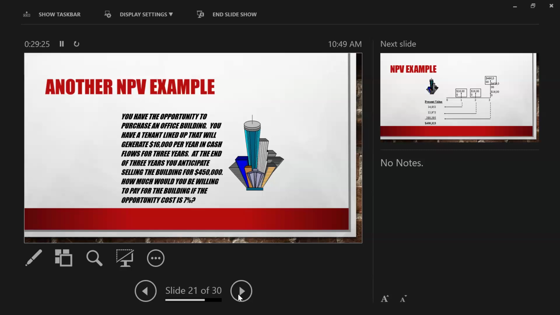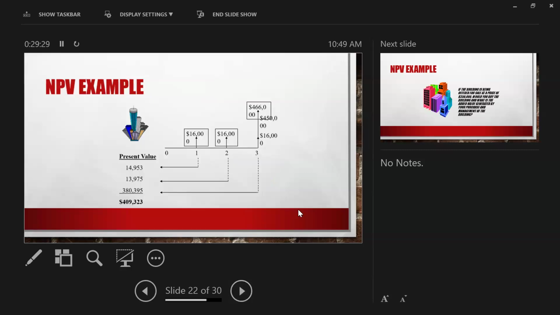All right, so let's discuss this problem a little bit. What you're doing in this issue is you've got your cash flows of 16,000 a year. In that third year, you have the 450,000, then you add the 16,000 back to it. So when you discount that to present value, what you would be willing to pay for the building today is 409,323.